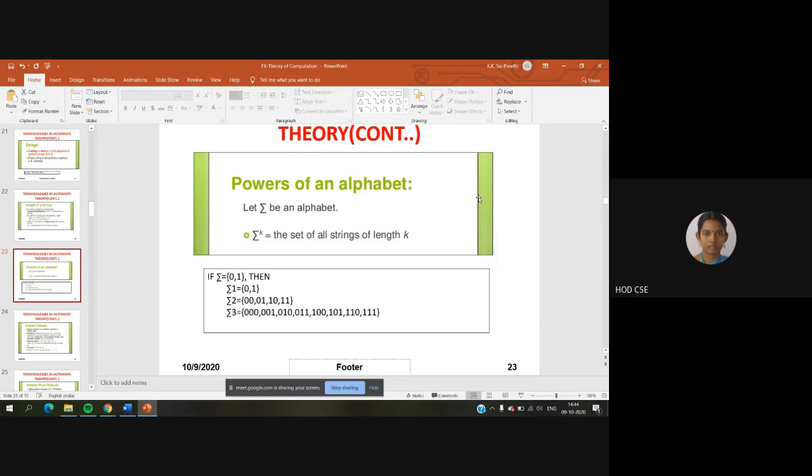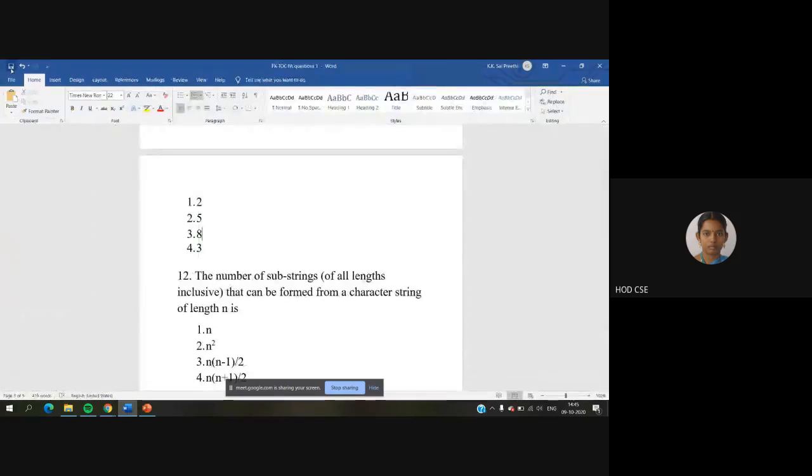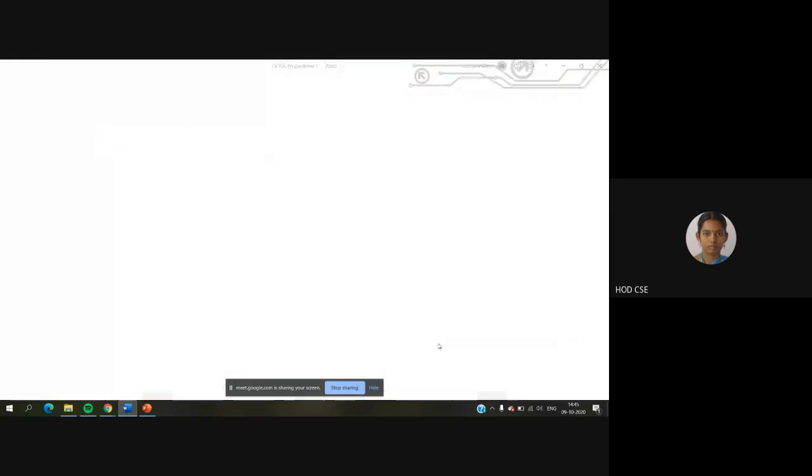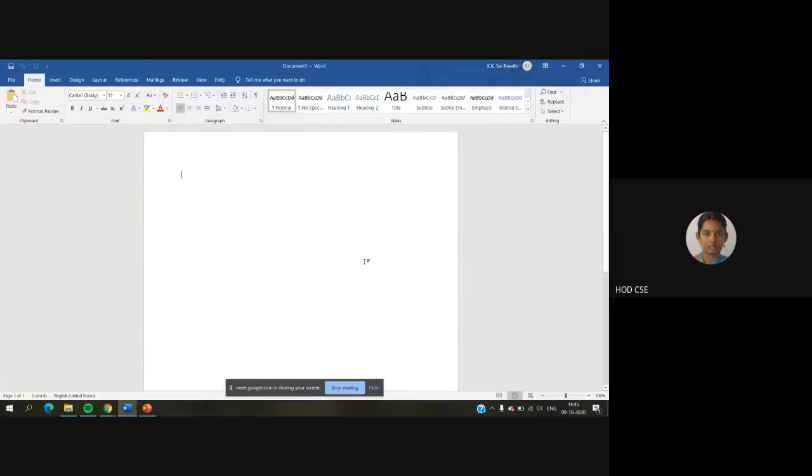And power of an alphabet. This is a very, very important concept. The power of an alphabet. Okay. In mathematics, we can have the power. And in mathematics, if you have the value 2, what is the value of 2 power 0? So in mathematics, I'm having 2 power 0.